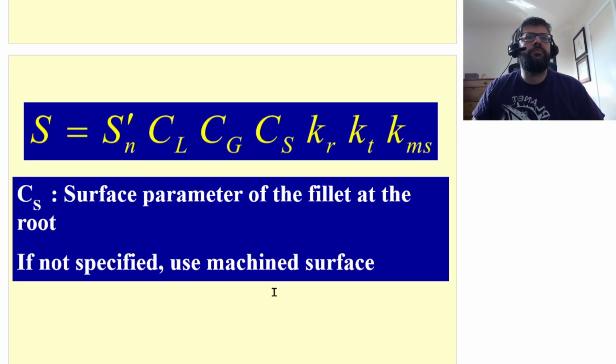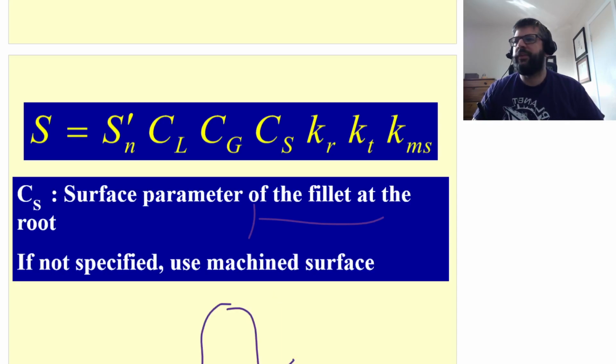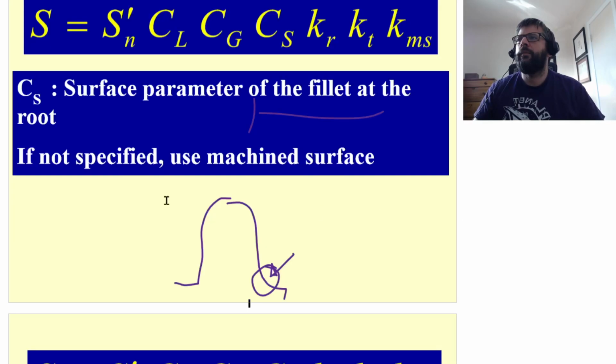Surface parameter. So surface parameter is based upon the fillet at the root. How well was this corner right down here polished or ground? If they don't specify, just assume it's a machined surface. Beyond that, you're just looking it up on the same table in Chapter 8 of Juvinall that you've been using.